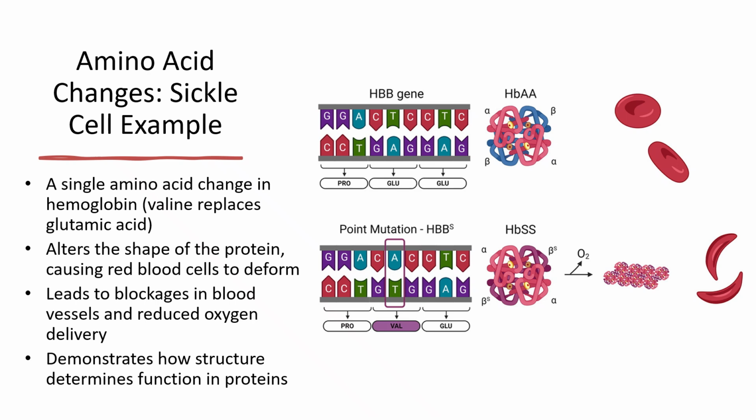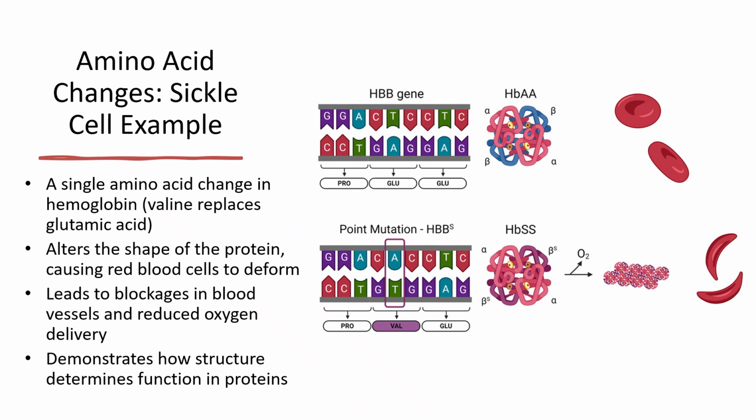That new valine doesn't disrupt alpha helices or beta sheets directly, but it acts like a sticky puzzle piece. It still fits, but it alters how the chain folds. At the tertiary level, the problem grows. Glutamic acid is water-loving, but valine avoids water. This creates a sticky patch on the protein's surface, changing its overall three-dimensional shape.